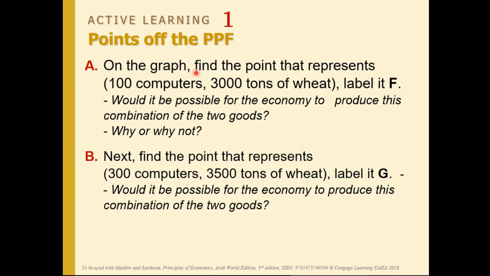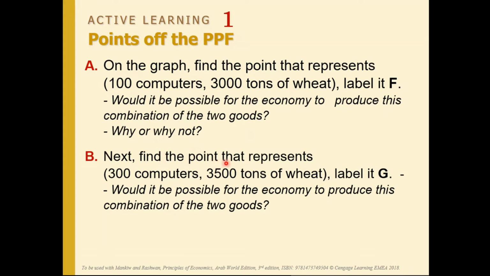So here on the graph, find the point that represents 100 computers with 3,000 tons of wheat. Label it as F. So put the point as F. Okay? So I want you to give me a point where the country can produce 100 computers and 3,000 tons of wheat. Would it be possible for the economy to produce this combination of the two goods? Is it possible or not possible? Why or why not? Think about it.